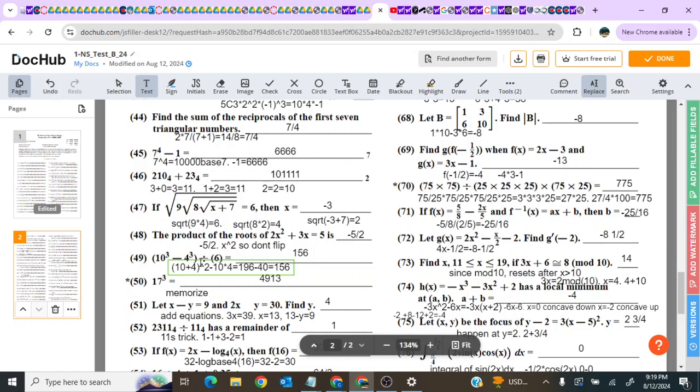17 cubed approximated. Well, you should have 17 cubed memorized already. 4913. You can move on.